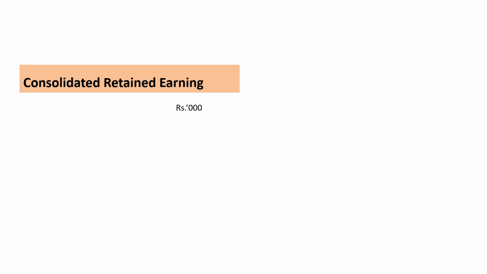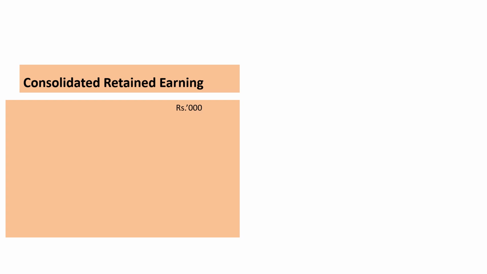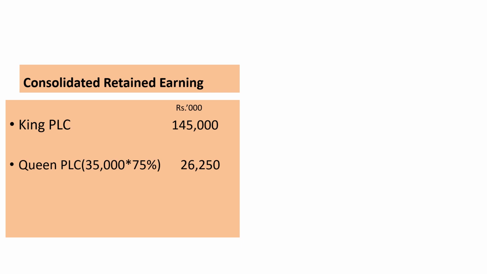First, in the consolidated retained earnings or the reserve, we have to put the parent's, King's, reserves. That is 145,000. Then we have to put the post-acquisition reserves of King PLC. Here it is 26,250. That is calculated by 75% of the 35,000, which is the post-acquisition reserve.